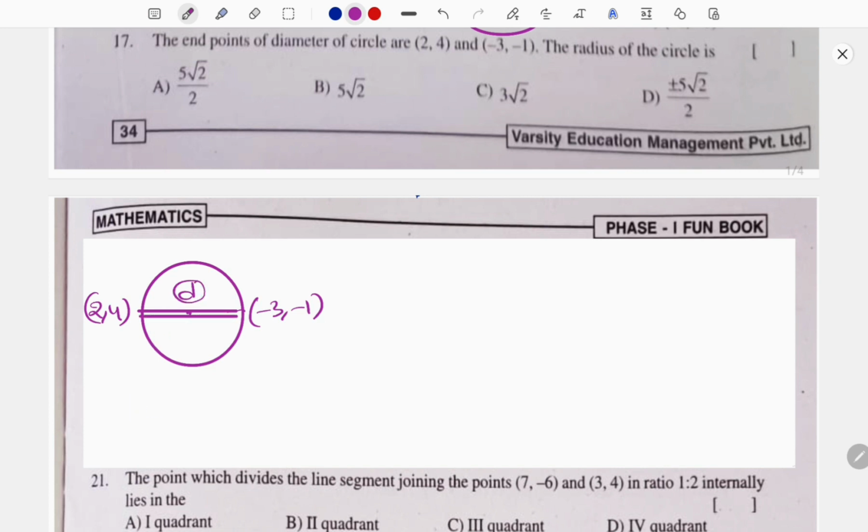You know the distance formula, that is root over x2 minus x1. See, x2 minus x1, minus 3 minus 2 is minus 5. Minus 5 whole square means 25. Plus, I can write it directly.